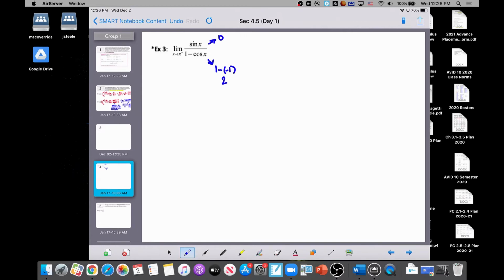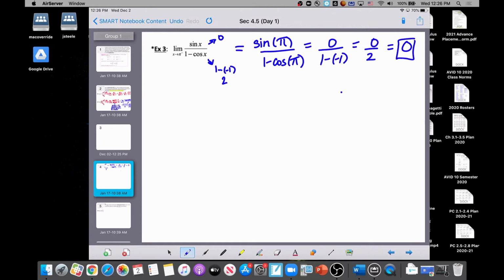So do I actually have an indeterminate form here? The answer is no, I do not. This limit can be calculated by direct substitution. I can just do sine of pi over 1 minus cosine of pi, and I'm going to end up with 0 over 1 minus -1, which is 0 over 2, which is 0.